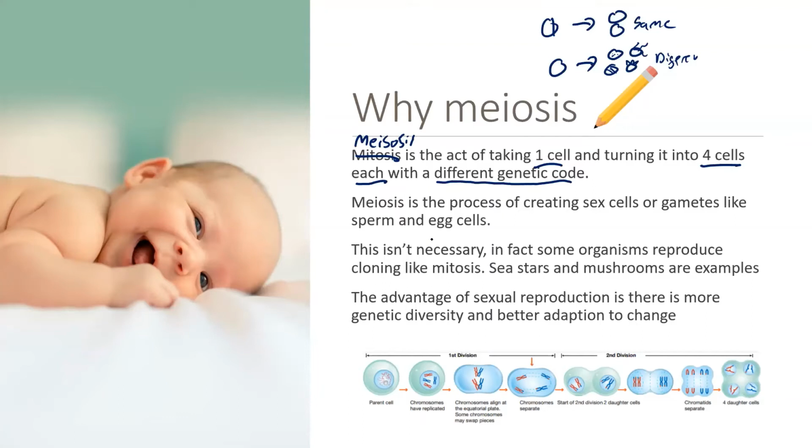Down the bottom is the stages of meiosis. So how we go from 1 cell into 4 cells is we go through 2 divisions. So we go from 1 to 2, and then from 2 to 4.